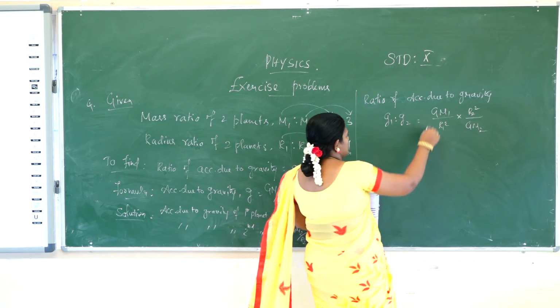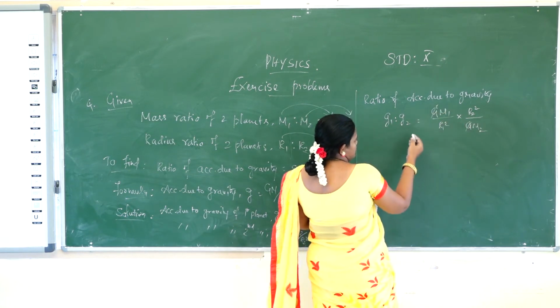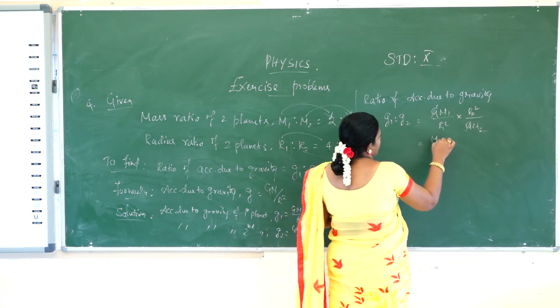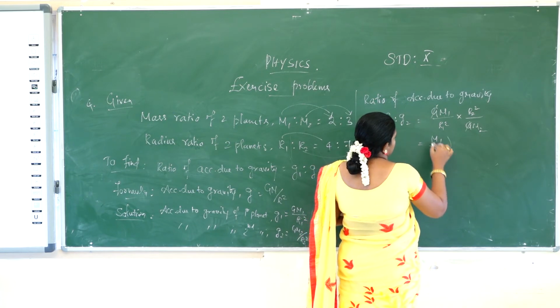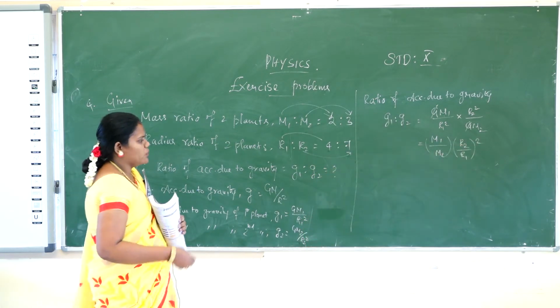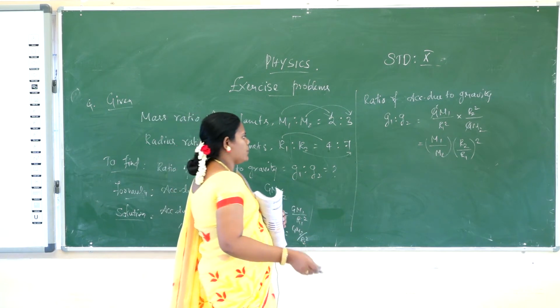Okay. G cancels. Then M1 will be taken out this side. So, M1 by M2 times R. What is the M1 value, what is the M2 value, what is the R2 value, what is the R1 value.